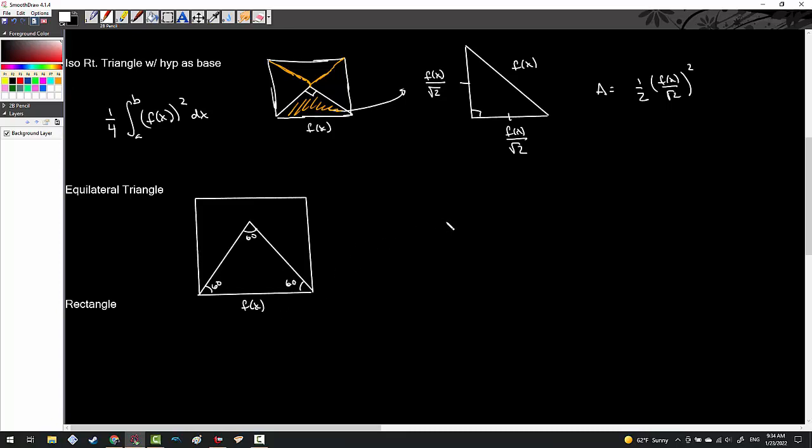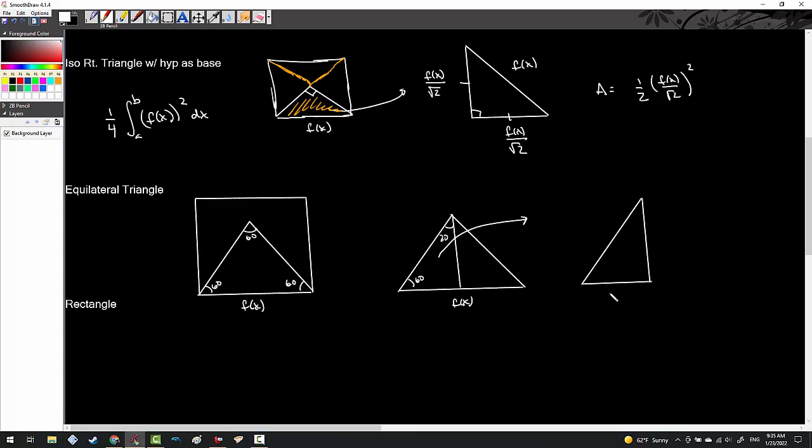So from here, if I pop him out, I can call the base f of x. I can split him down the middle, making this 60, making this 30, and then now I can pop this guy out again to make half of a 30, 60, 90 right triangle, calling him f of x over 2 with f of x rad 3 all over 2.